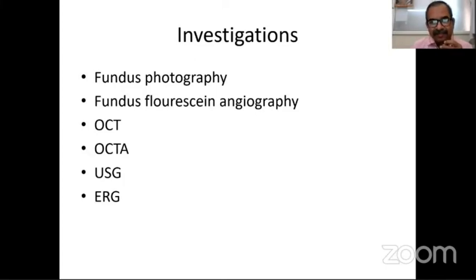Okay, and apart from the systemic investigations, then go for the ophthalmic investigations like fundus photography, fundus fluorescein angiography, OCT, OCT angio, ultrasound, and ERG. You need not write all the findings, all the lesions in fundus fluorescein angiography also. Just mention a few things. Okay, what is fundus photography?